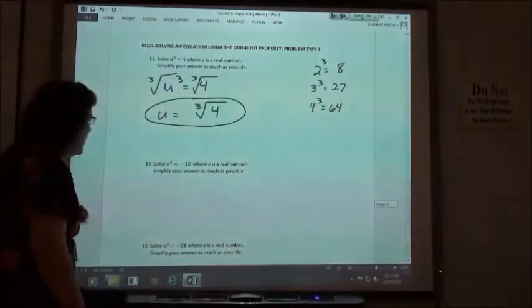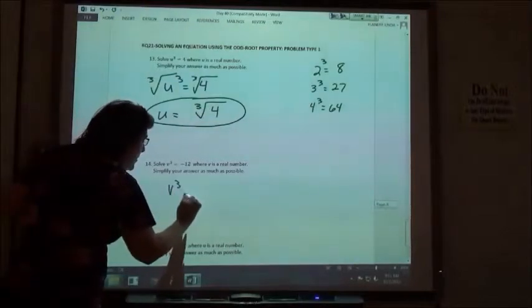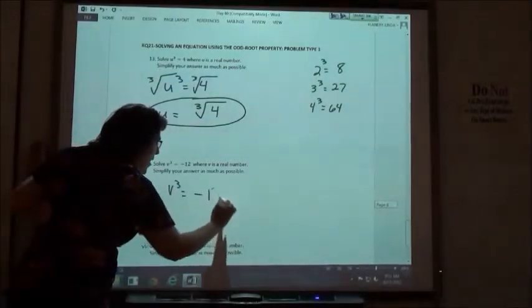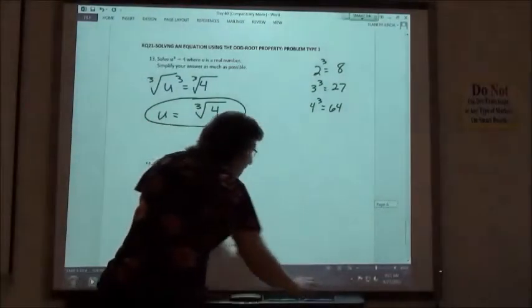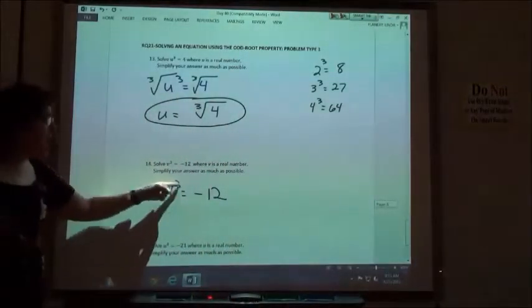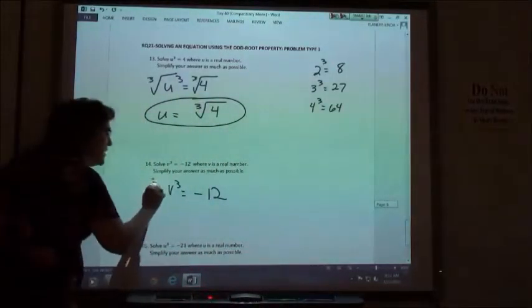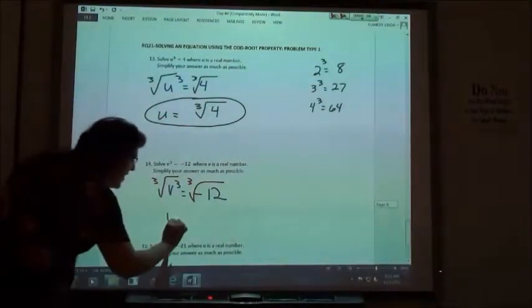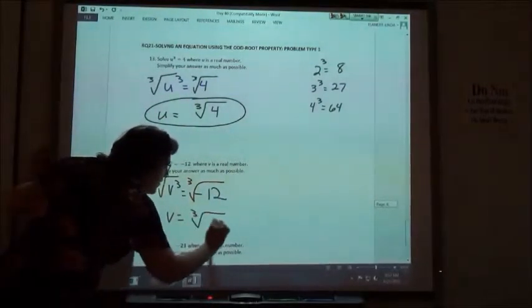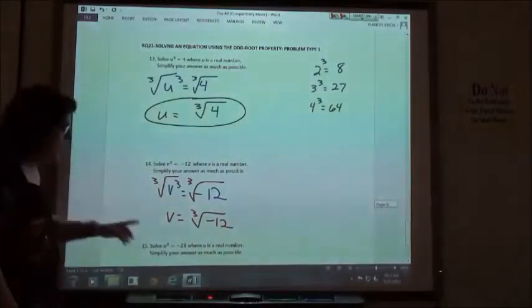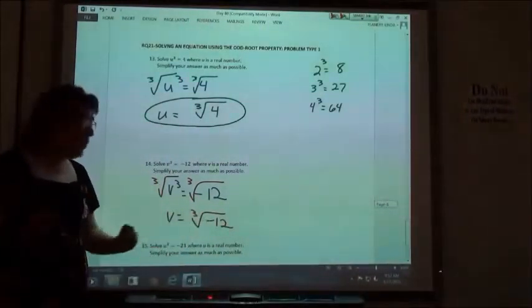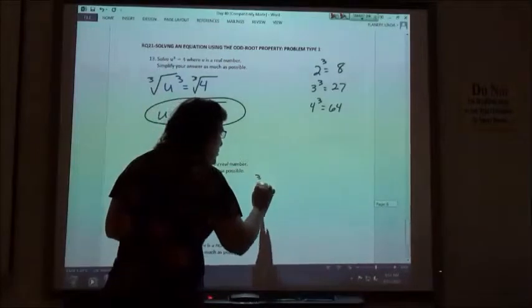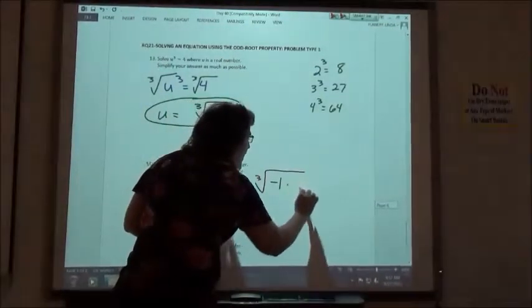Now if I'm going to do the next one, v cubed equals negative 12. Again, I'm using that property that I have to do the opposite of cubing, which is taking the cubed root of both sides. So v is going to equal the cubed root of negative 12. If there's a negative out in front, what they're going to do is say that I have the cubed root of negative 1 times 12.